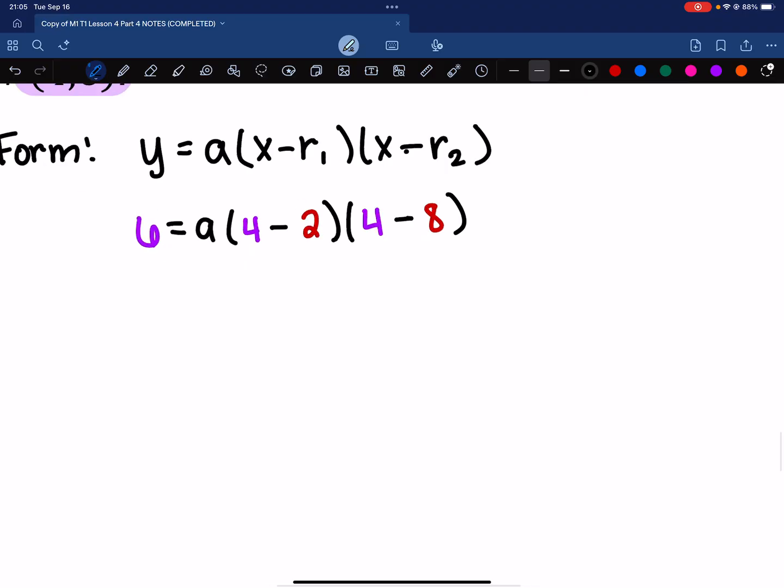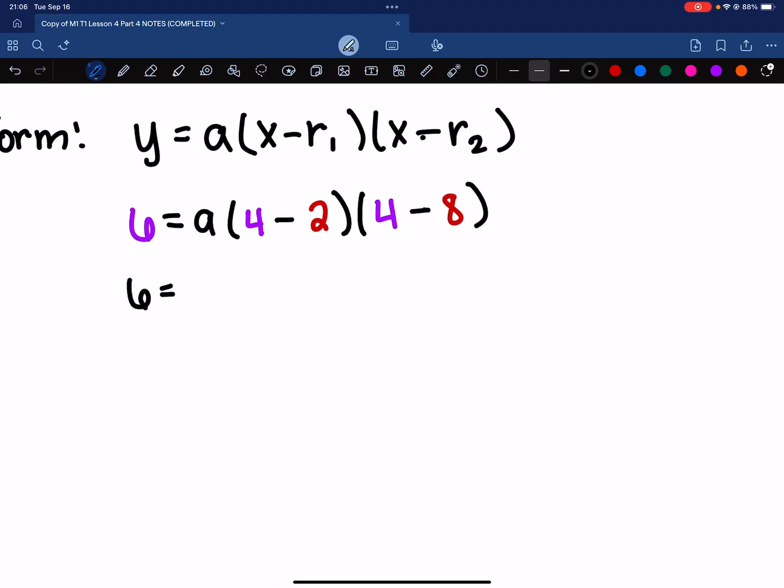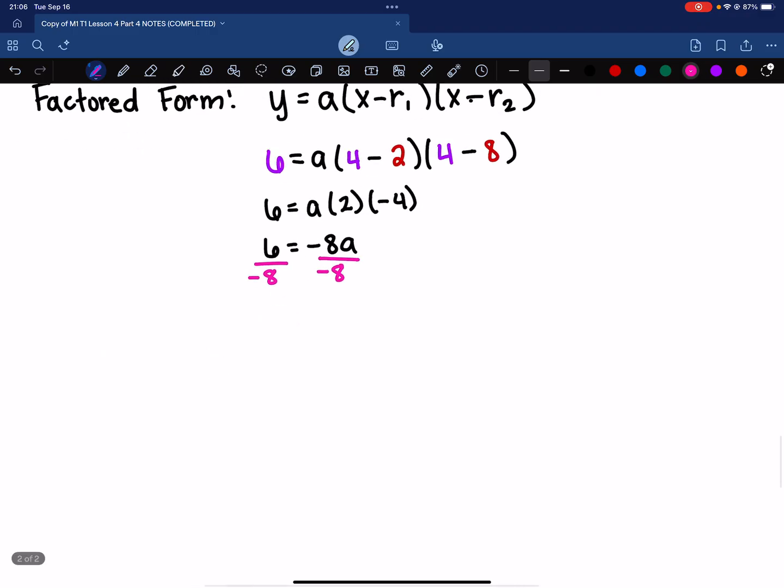And then we just go ahead and simplify. So here we go. Simplify the inside pieces first. 4 minus 2 is 2. 4 minus 8 is a negative 4. We can multiply. 2 times negative 4 is negative 8 times a is negative 8a. Go ahead and simplify by dividing both sides by negative 8. And this would give us a equals, and we do need to simplify this fraction. It would be divisible by 2 on top and bottom, so that would be a negative 3 over 4. And so this would represent our a value.